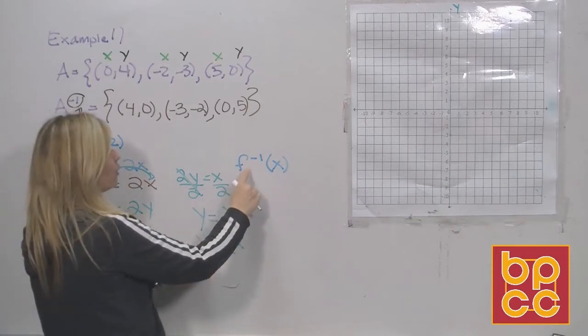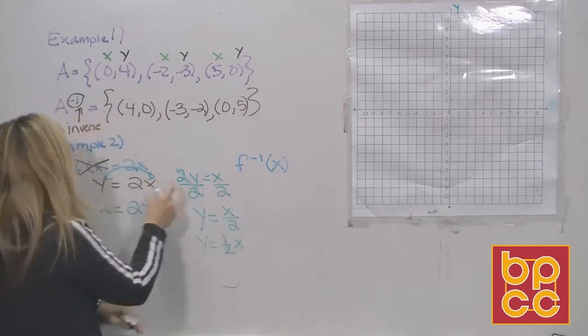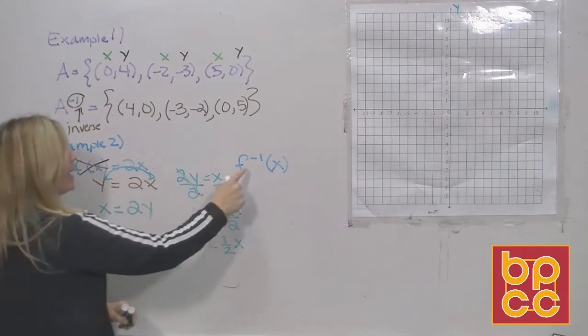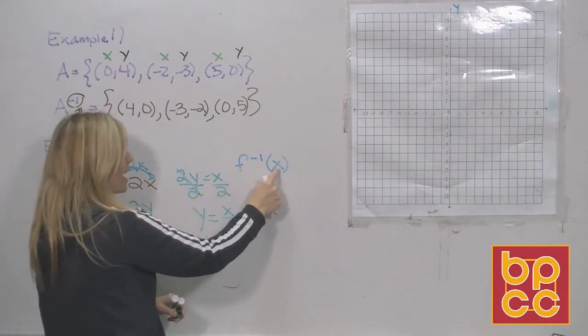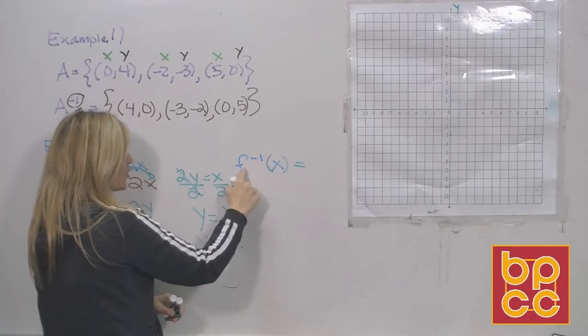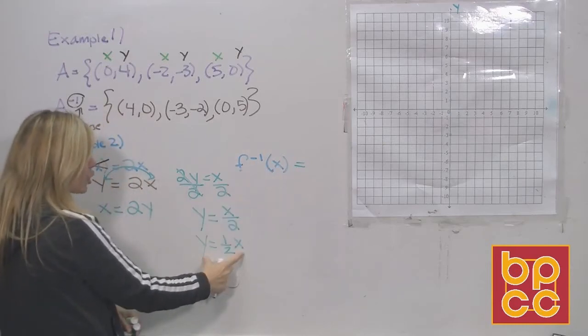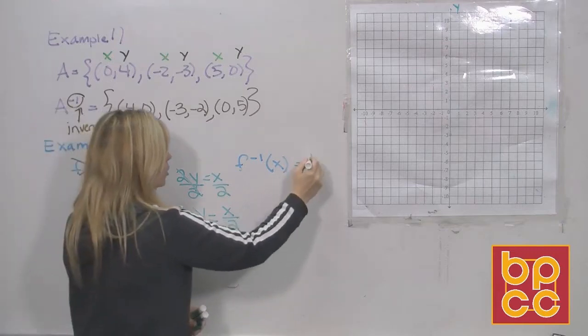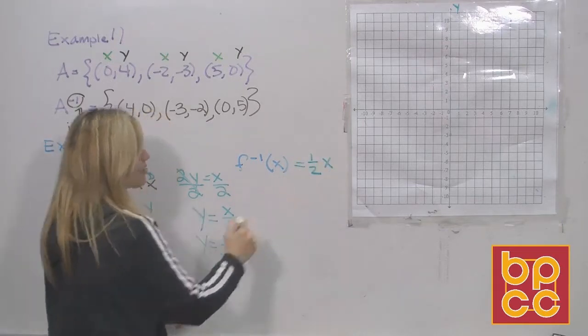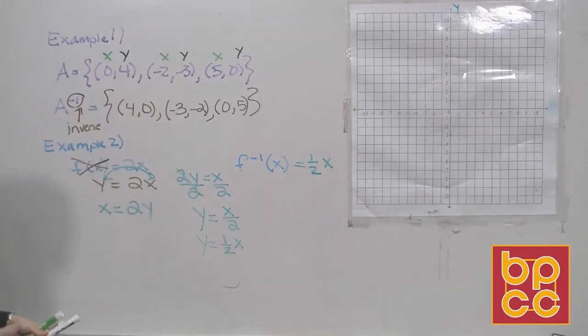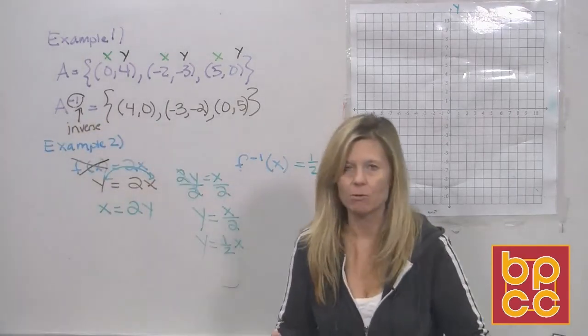And right here, if you look here, it doesn't say f of x. It doesn't say Fred anymore. It says the inverse of Fred. This still stands for y, but it's saying give me the inverse equation. Well, here's the inverse equation: y equals 1/2 x.